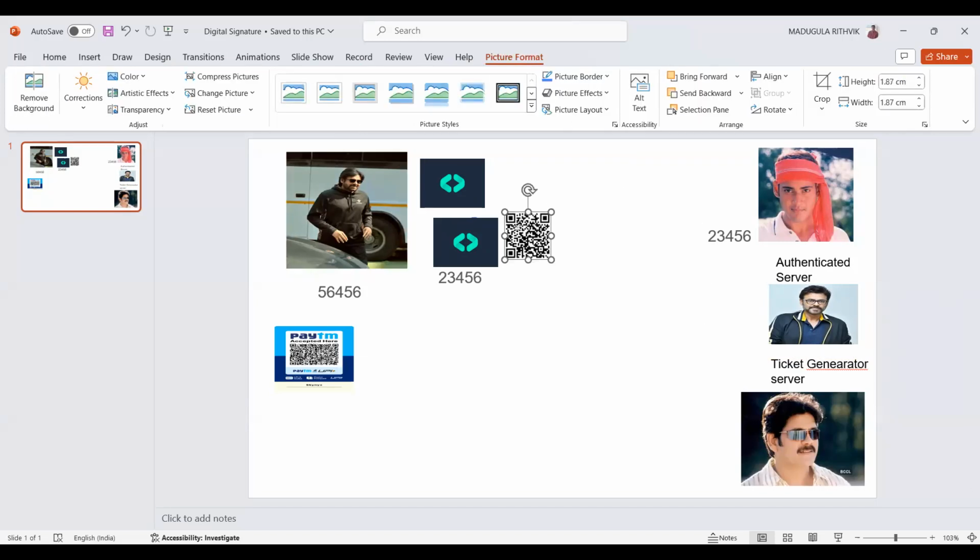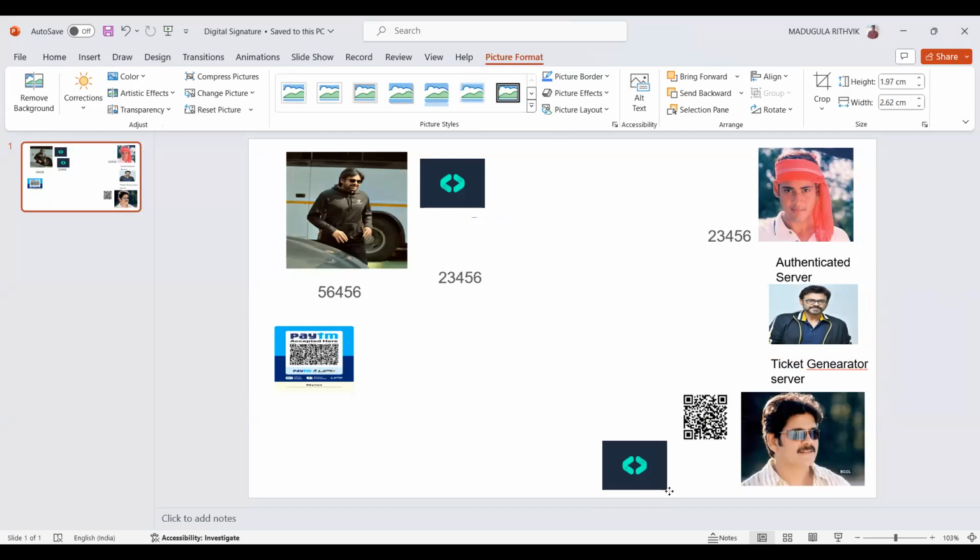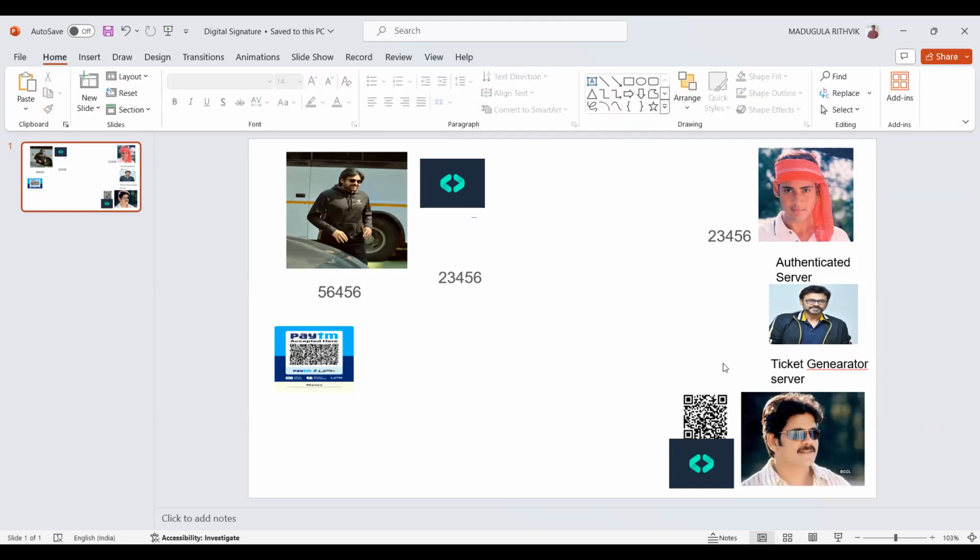So now Pawan Kalyan can send a message to Nagarjuna with the help of the QR code as well as the ticket. This ticket can be decrypted only by Nagarjuna. If any hero in between enters and needs to authenticate that particular ticket, it is not possible, because this is authorized and authenticated with the help of the authorized server and the ticket generators. So this is the major scenario of Kerberos.